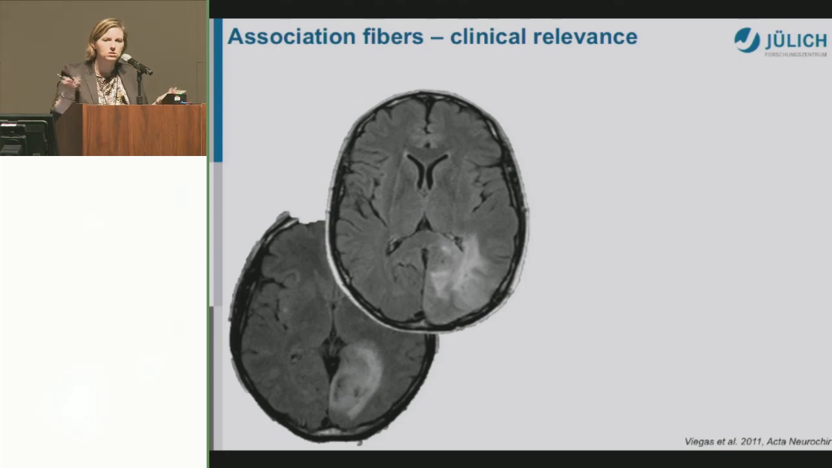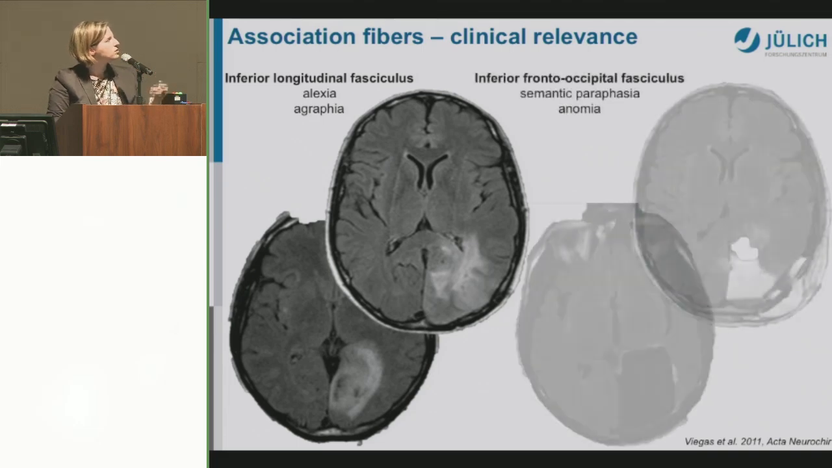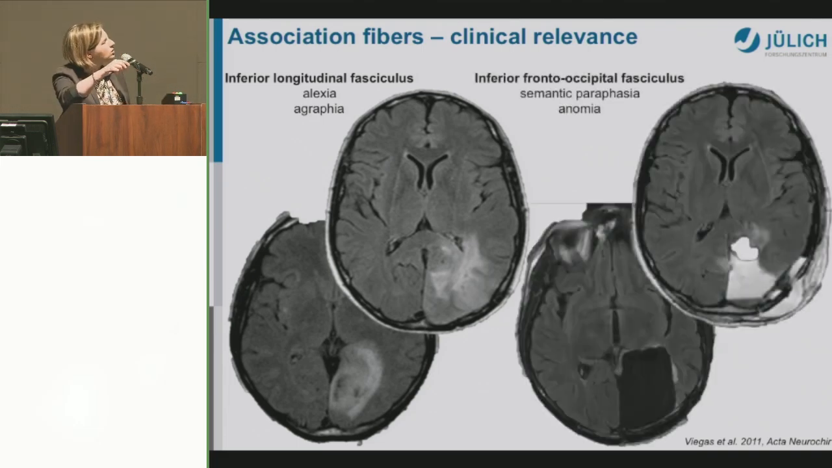And how do we make use of this? Why is it necessary to know about these particular fiber pathways? You see here two examples of two patients who suffer from gliomas within the occipital cortex. And as you might imagine, particularly in this white matter, there might be the inferior longitudinal fasciculus and inferior fronto-occipital fasciculus. And by intraoperative electrical cortical stimulation, you can nicely delineate those fiber bundles, because the subjects will suffer from things like alexia, agraphia, or different kinds of aphasic symptoms.